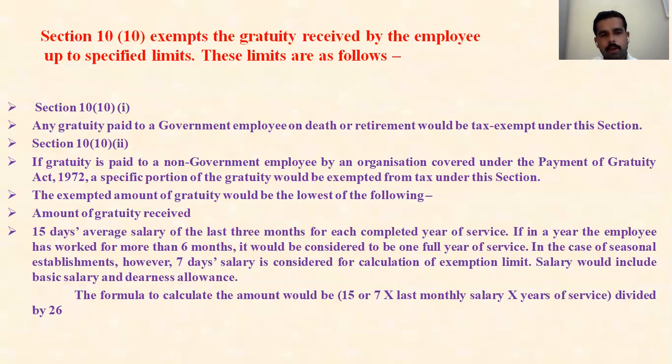The exempted amount of gratuity would be the lowest of the following: the amount of gratuity received; 15 days average salary of the last 3 months for each completed year of service. If in a year the employee has worked for more than 6 months, it would be considered as 1 full year of service. In the case of a seasonal establishment, however, 7 days salary is considered for calculation of the exempted limit. Salary would be basic salary and dearness allowance. Here the formula is also there. Based on this formula it will be calculated, and we discussed it in the previous class also. Again I am repeating here regarding gratuity.